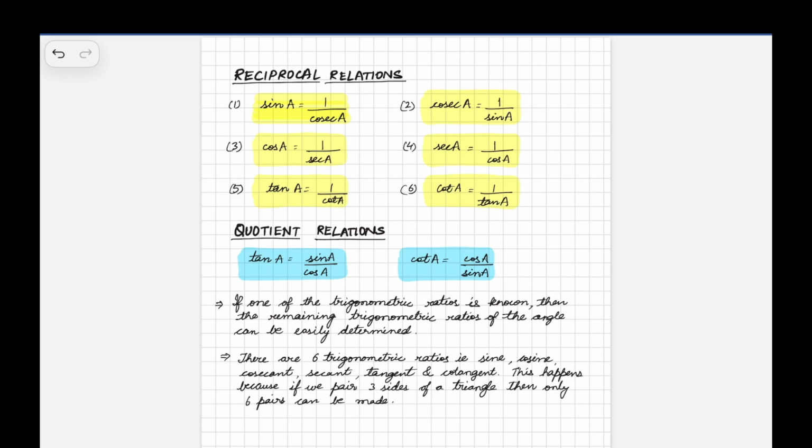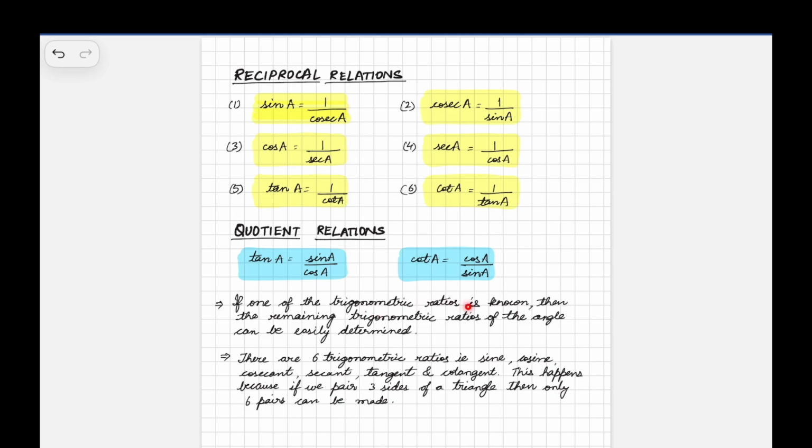The quotient relations. Since sin A is equal to perpendicular by hypotenuse and cos A is equal to base by hypotenuse. So what is sin A by cos A? Sin A by cos A becomes perpendicular by hypotenuse into hypotenuse by base. So we get perpendicular by base. What is perpendicular by base? It is nothing but tan A. So tan A is equal to sin A by cos A. Similarly, cot A is equal to cos A by sin A.